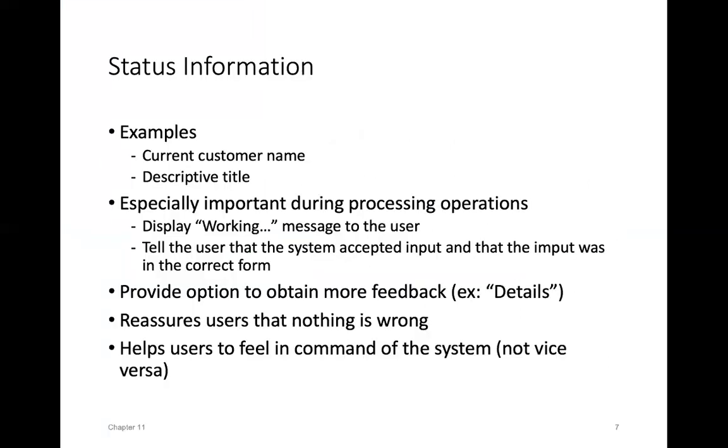Okay, so status information, the example they give here, the current customer name and descriptive title. So here we go, especially important during processing operations. Display a working message to the user. Give feedback that the system accepted the input, that the input, typo there Skinner, was in the correct form. It's actually, do you know what? It's actually that bottom line. It's all about reassurance and control to help users to feel in command of the system.